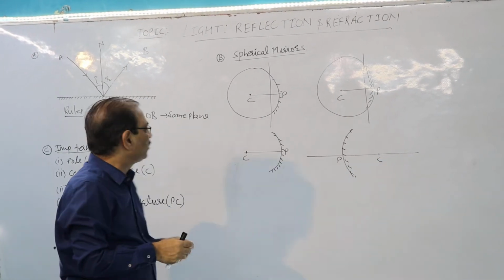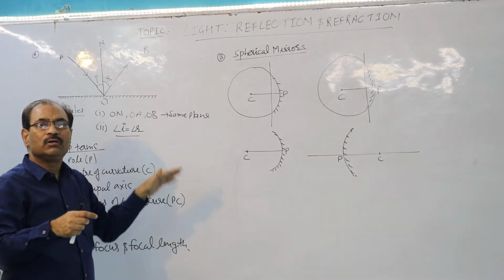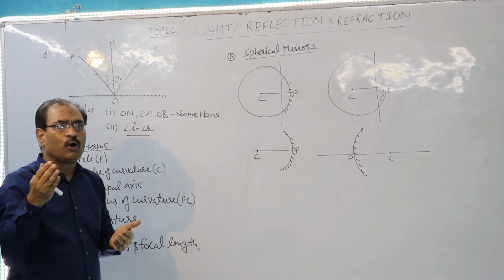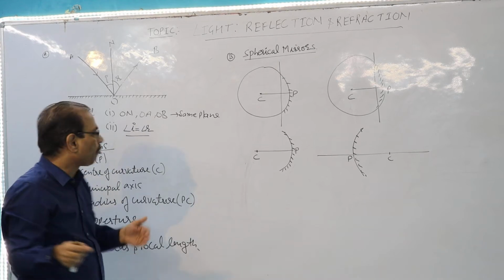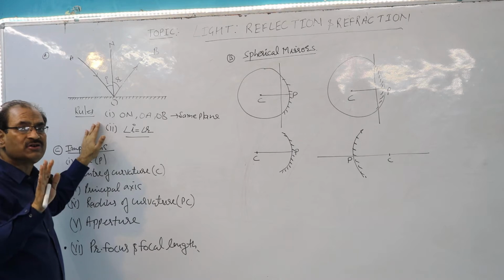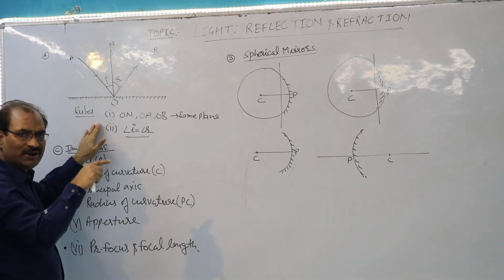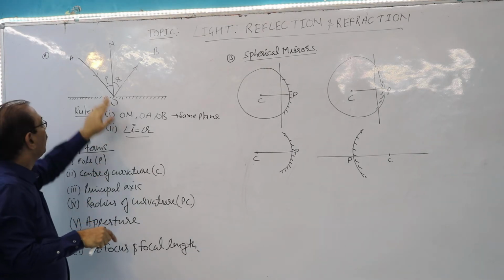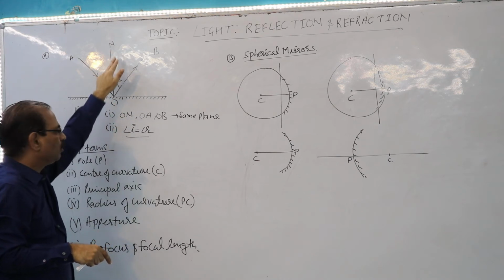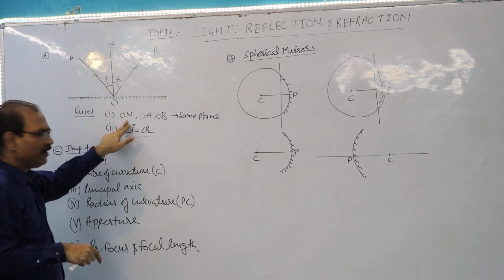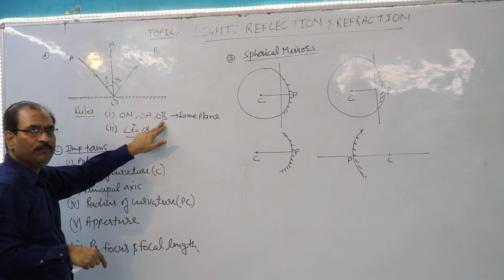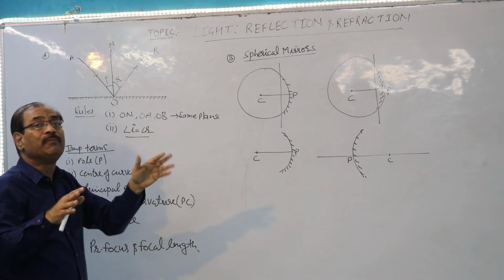Now let us come to another important thing, called the rules of reflection, or popularly called the laws of reflection. See, I have already written, there are two world famous rules of reflection. Rule number one: the incident ray OA, the reflected ray OB, and the normal OM will always lie in the same plane.